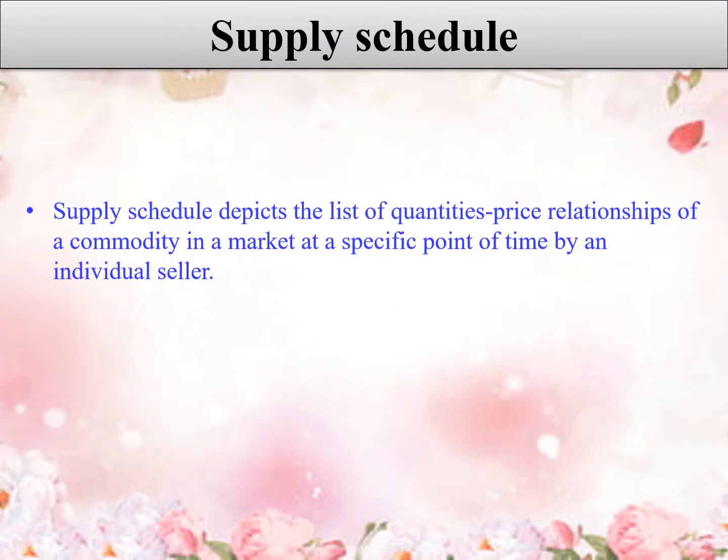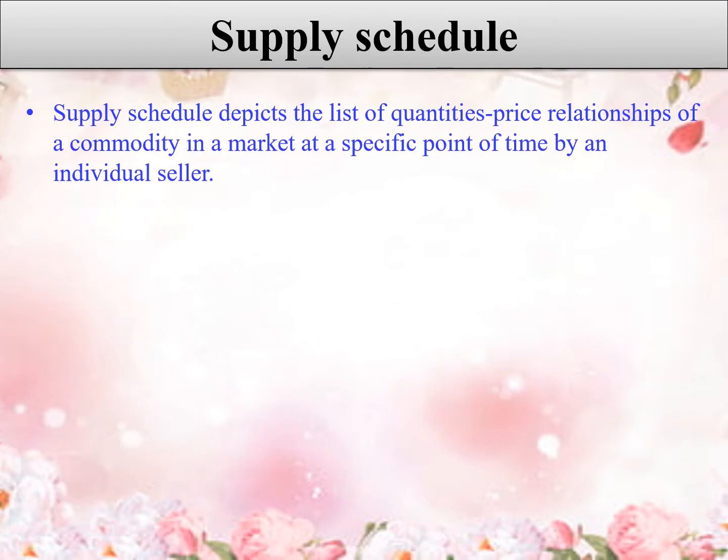Supply schedule. Supply schedule depicts the list of quantities price relationships of a commodity in a market at specific point of time by an individual seller. In other words, it reveals the mind of sellers in offering the various quantities of a given commodity against the corresponding prices. An example of supply schedule is presented in the table.